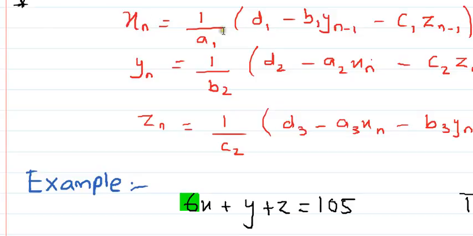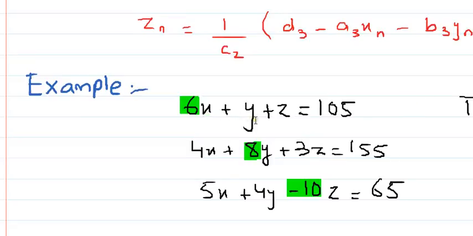For x1, we put y0 equals 0 and z0 equals 0, but not for y1. For the first iteration, when we get the value of y1, we plug in z0 but not x0. We replace x0 by the value we obtain from the first equation. We plug in x_n and z_(n-1), and for z_n we plug in x_n and y_n instead of y0 and x0. So let's see an example.